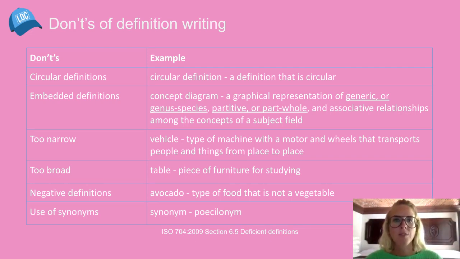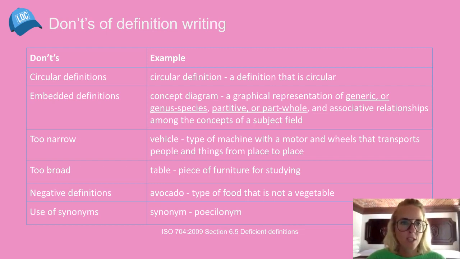Here we have the example of concept diagram, a graphical representation of generic or genus species, partitive or part whole, and associative relationships among the concepts of a subject field. In this definition, I've embedded the definition of two other concepts, generic and partitive, which just confuses the definition in itself. Inaccurate definitions, these are definitions that are either too narrow or too broad.